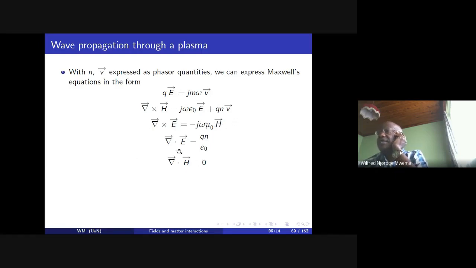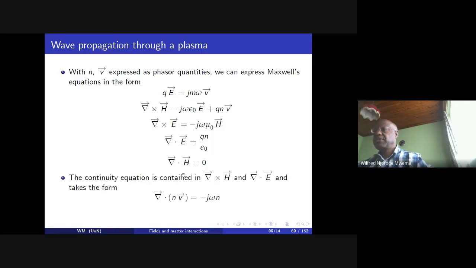And we know that the divergence of E is of course going to be given by the volume charge density divided by epsilon, and, as usual, the divergence of the magnetic field intensity is going to be identically 0, since we don't have magnetic charges anywhere. So the continuity equation is contained in the Ampere circuit law and in the divergence of E, and will take the form that the divergence of that velocity is the same as j omega multiplied by n.